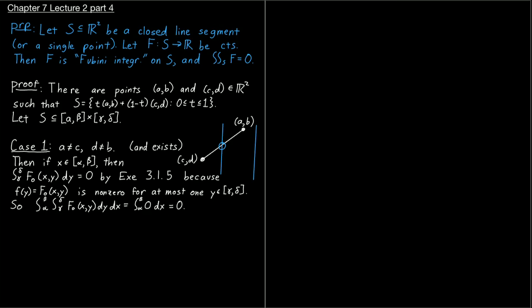And then it's exactly the same argument in the other direction. You're integrating over horizontal lines. But again, you integrate over horizontal lines a function that's 0 at all but at most one point. So you get 0, same argument. So f is Fubini integrable over S, and its integral is 0. So, second case.